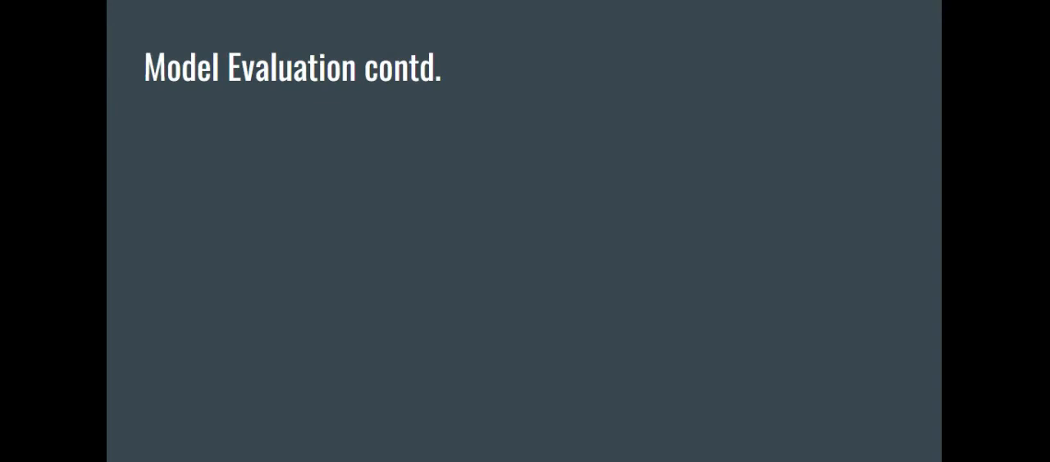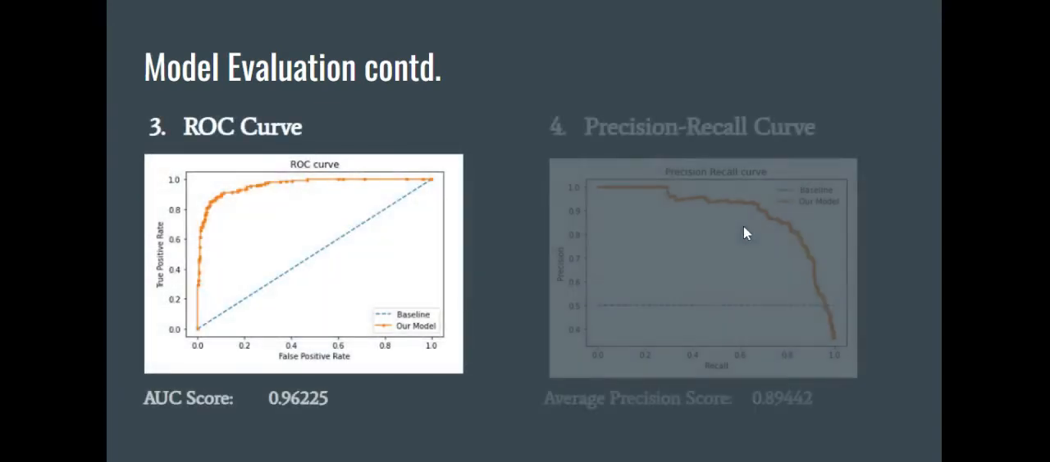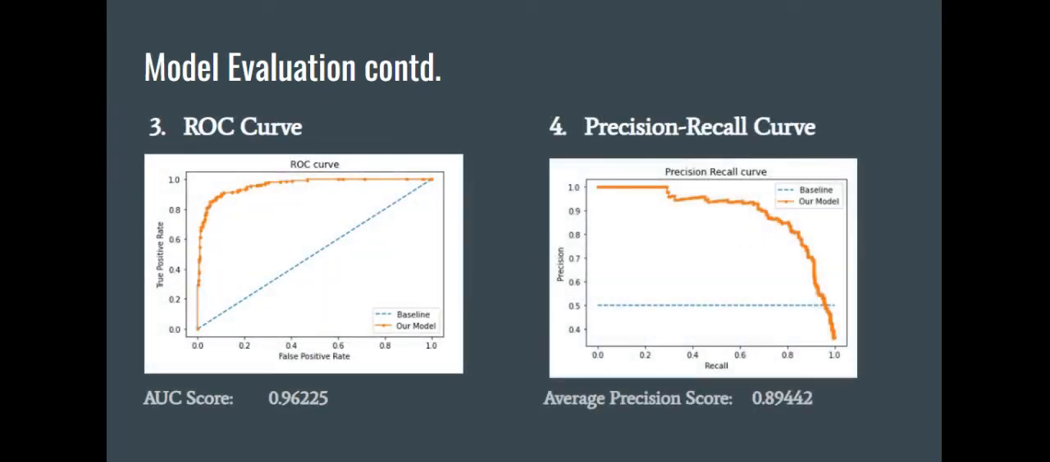We also plotted the ROC curve and the precision recall curve. The ROC and PR curves are seen to have acceptable shapes for a good classifier. Area under the ROC curve was 0.962 and the area under the precision recall curve, which is the average precision score, is 0.894.